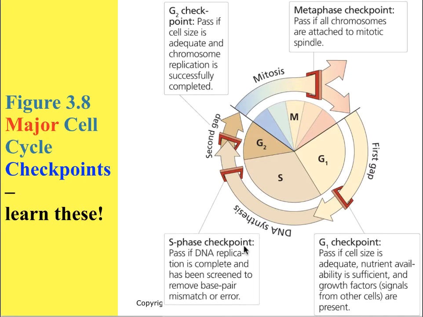These subsequent checkpoints are noted for certain features. The S-phase checkpoint is designed to repair any base pair mismatch errors that may have taken place during DNA replication. The G2 checkpoint makes sure that all the DNA, all the chromosomes, have been copied completely, and that the cell has adequate shape and size, space, to continue into M phase. The metaphase checkpoint is designed to make sure that all the chromosomes are lined up at the mitotic spindle. Checkpoints are very, very important.